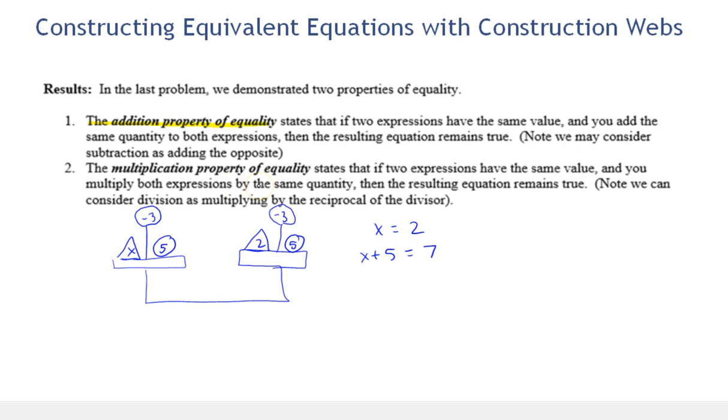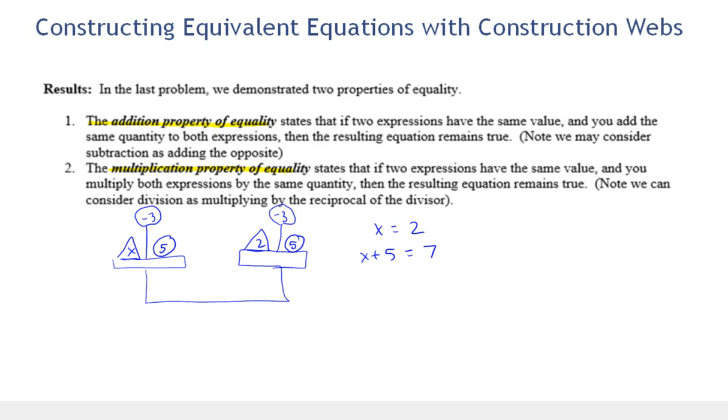Okay. As far as the multiplication property of equality, it states that if two expressions have the same value and you multiply both expressions by the same quantity, then the resulting equation remains true. Note we can consider division as multiplying by the reciprocal of the divisor. So now we also know that we can multiply or divide both sides of an equation by the same value and it's still true. Okay?